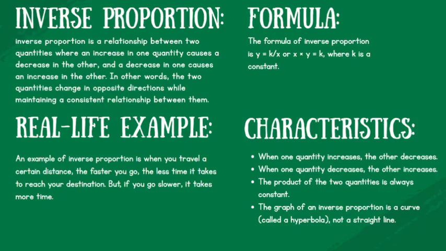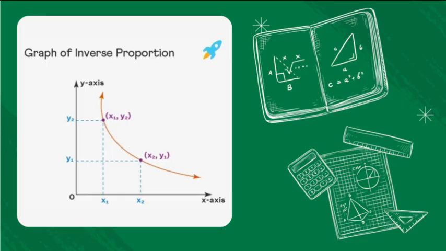So, what are the characteristics of inverse proportion? When one quantity increases, the other decreases. When one quantity decreases, the other increases. The product of the two quantities is always constant. The graph of an inverse proportion is a curve, also called a hyperbola, not a straight line.